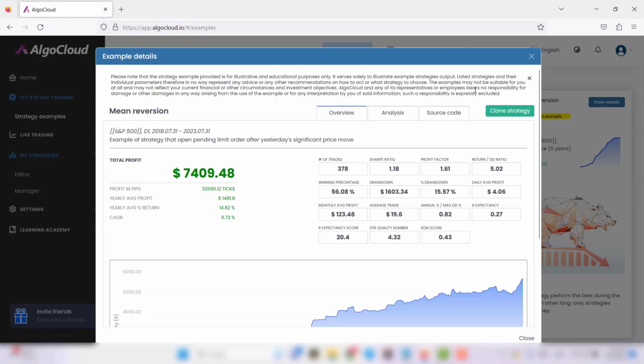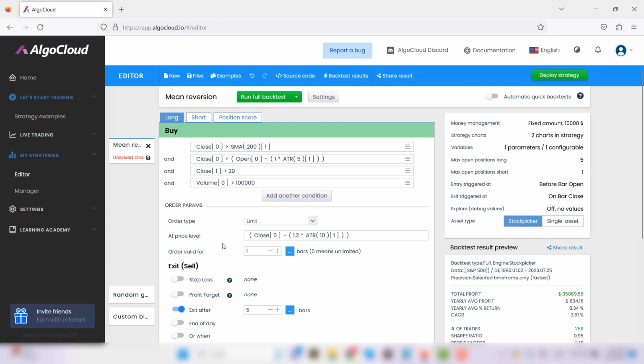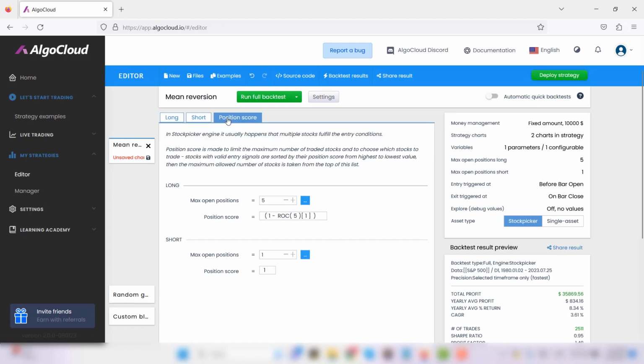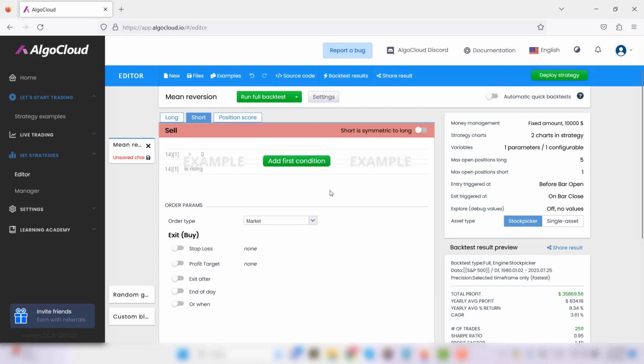For today's demonstration, I have chosen the mean reversion strategy, which I will clone. Since we already have the entry conditions defined, I can just open the position score tab. This is where we set the maximum number of positions we will open, and this is where we calculate the position score. There is a setting for both short and long. However, we know that our strategy only trades long, so the short tab is empty, as you can see.